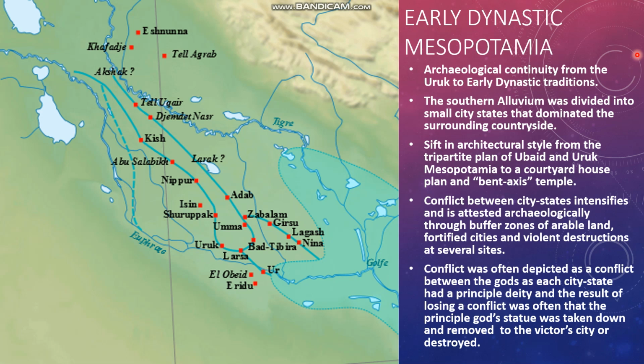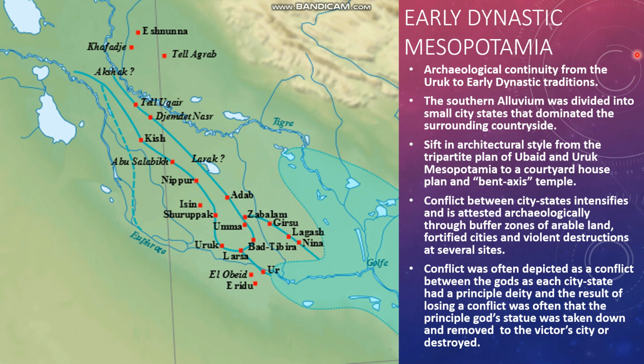But what we see from most of the early dynastic period is that the southern Mesopotamian alluvium was divided into small city-states. And if you think back to Greek history before the consolidation of the Grecian state in the Peloponnesian Wars, what we see is that Athens and Sparta and all these states are battling with each other, either through trade or direct conflict, for control. And that's what we see here.